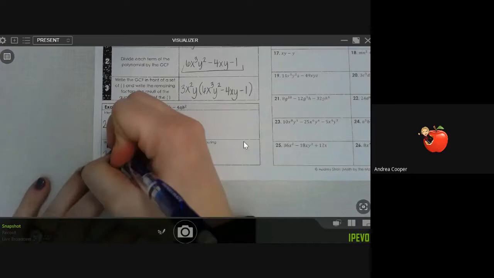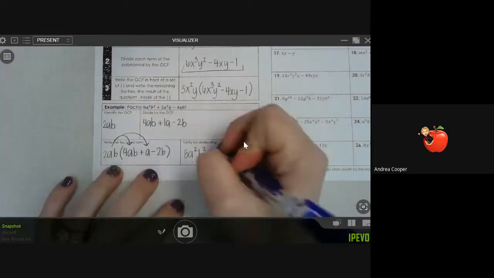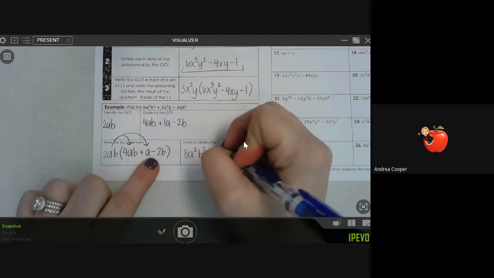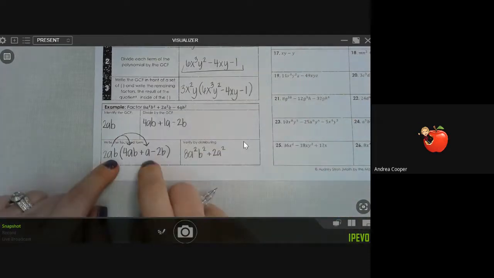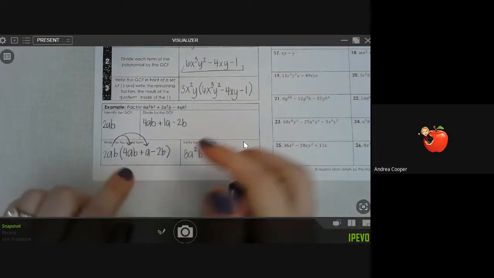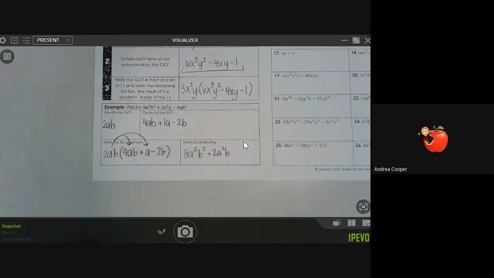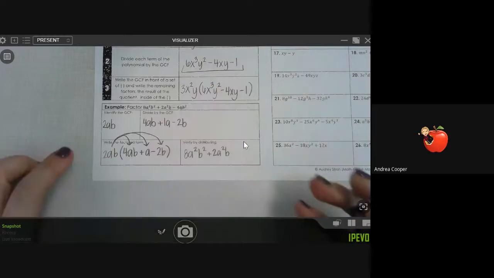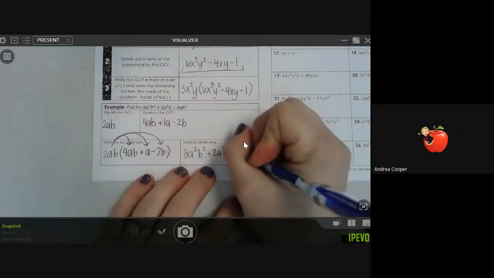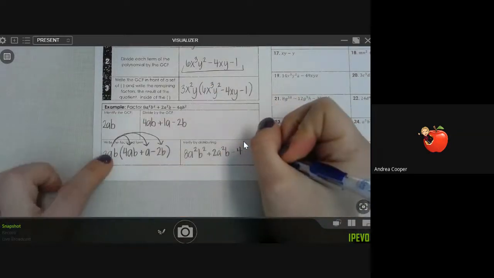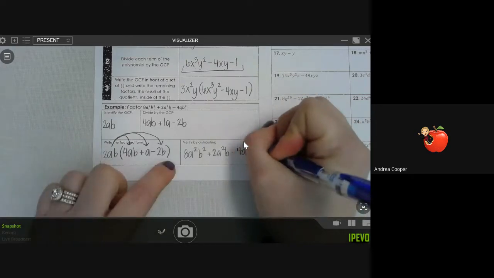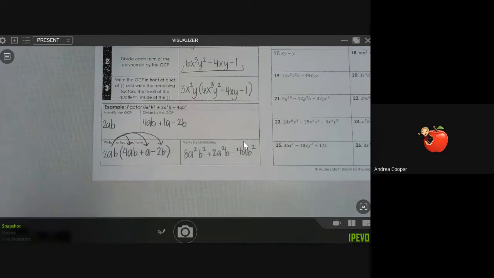Distribute again. 2 times 1 is just 2. A and A is A squared. B on the outside, no B on the inside means you just have to bring it over. Again, we're still looking good. Now distribute again. 2 and negative 2 is negative 4. A, no A, so bring the A down. B and B is B squared. This is exactly the same as where we started, so we're good to go.